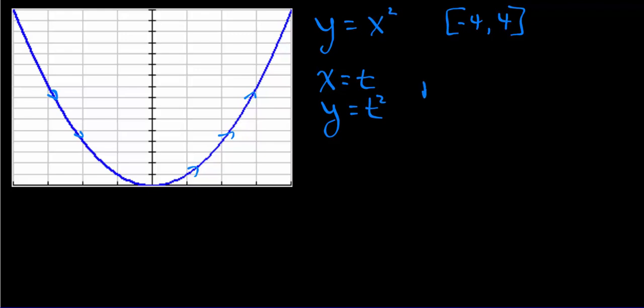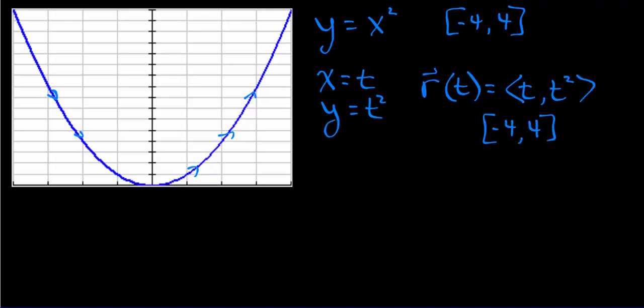So now I have this vector valued function: t and t squared. There, now we have a vector valued function. And if I want t to go from -4 to 4, I'll just say that. Up there, y equals x squared had a range for x, but we just let x be t. So here we have a vector valued function that models this curve. This particular vector valued function will give us a sketch that looks like this.